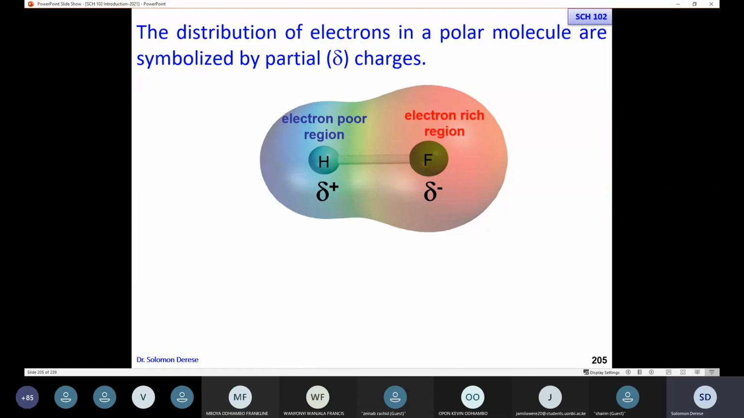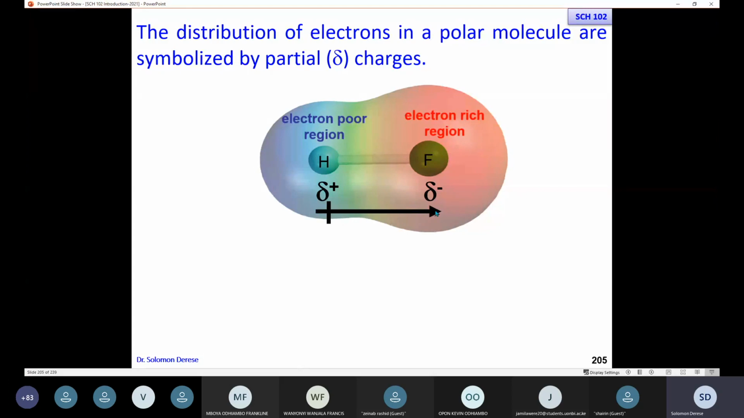The other way of showing the polarization of a bond is by the use of a crossed arrow. We have two ways of showing the polarization of the bond. One of them is to put partially positive and partially negative. The other one is to use a crossed arrow. So this is an arrow, and arrows have got a lot of meaning in chemistry.